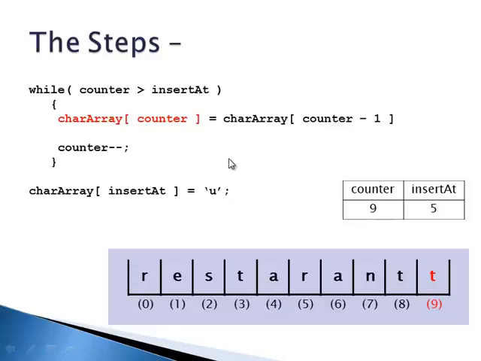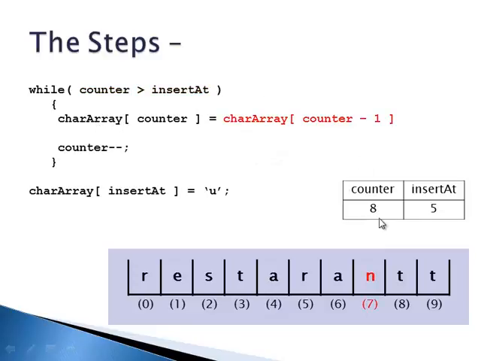Not a terribly difficult or complicated process so far, but we'll pursue it a little farther. Our next step is to update the counter. The counter is presently at 9, so we decrement it. Now the counter is at 8, and we can take our next step. The loop is going to come back up and retest. So we now test, is the counter greater than insert at? It is, so that means the loop can continue.